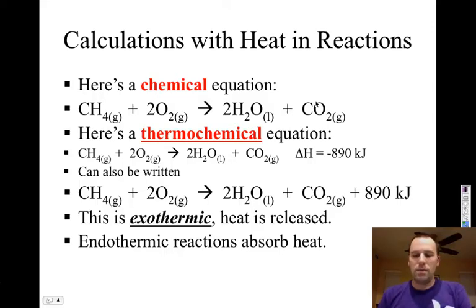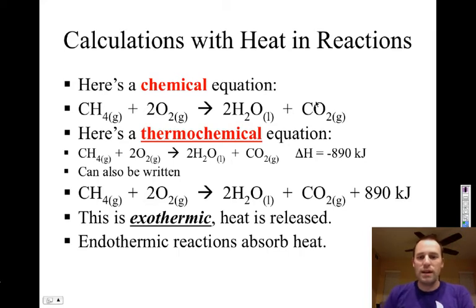Okay, the last type of calculation that you're going to have to do with heat involves what's known as a thermochemical equation. So you can see here we have an example of a chemical equation. That's a combustion reaction, methane burning. If you include the amount of heat that's released or absorbed during a chemical reaction, then you have what's known as a thermochemical equation. Makes sense if you think about it. Thermo means heat, so a thermochemical equation includes the heat.